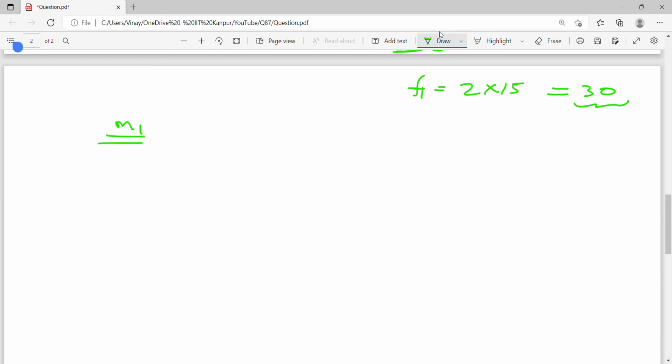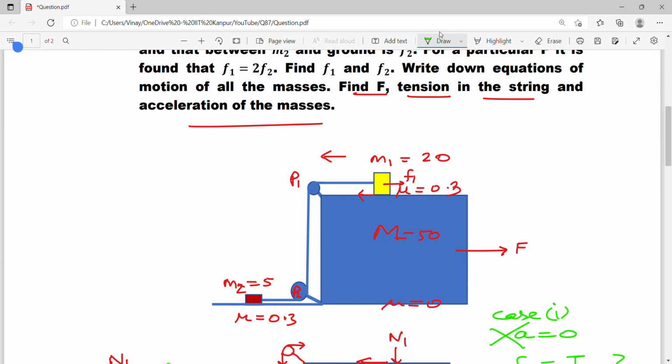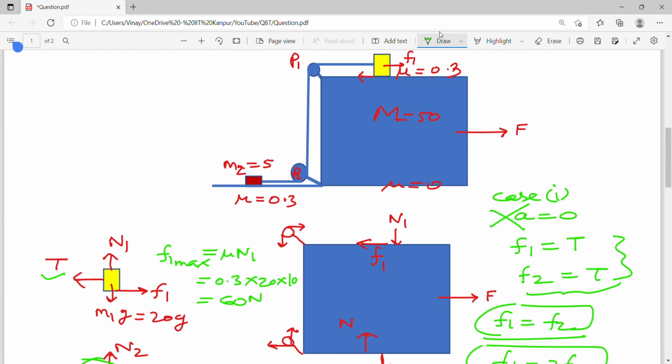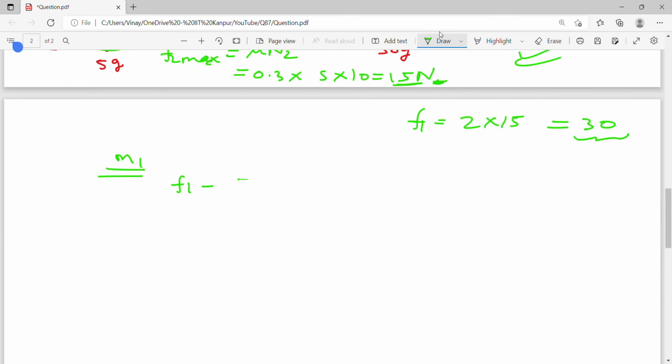If you apply it on M1, what will come? F1 was acting towards the right side, so F1 minus T is going to act here, equal to M1A. F1 minus T is equal to M1A. F1 is given, F1 is 30, minus T is equal to 20A, and similarly on the other side, T minus F2 is equal to 5A. From here you can find A and T.